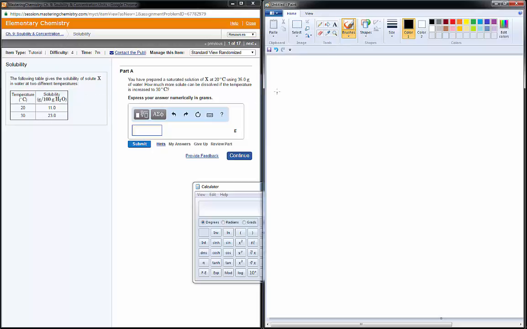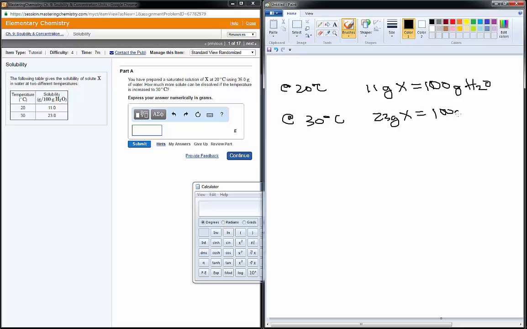This table is saying, look, at 20 degrees Celsius, I can fit 11 grams of X in 100 grams of water. This becomes a new conversion factor. For a saturated solution, 100 grams of water contains 11 grams of X. And at 30 degrees Celsius, I can fit 23 grams of X into 100 grams of water.